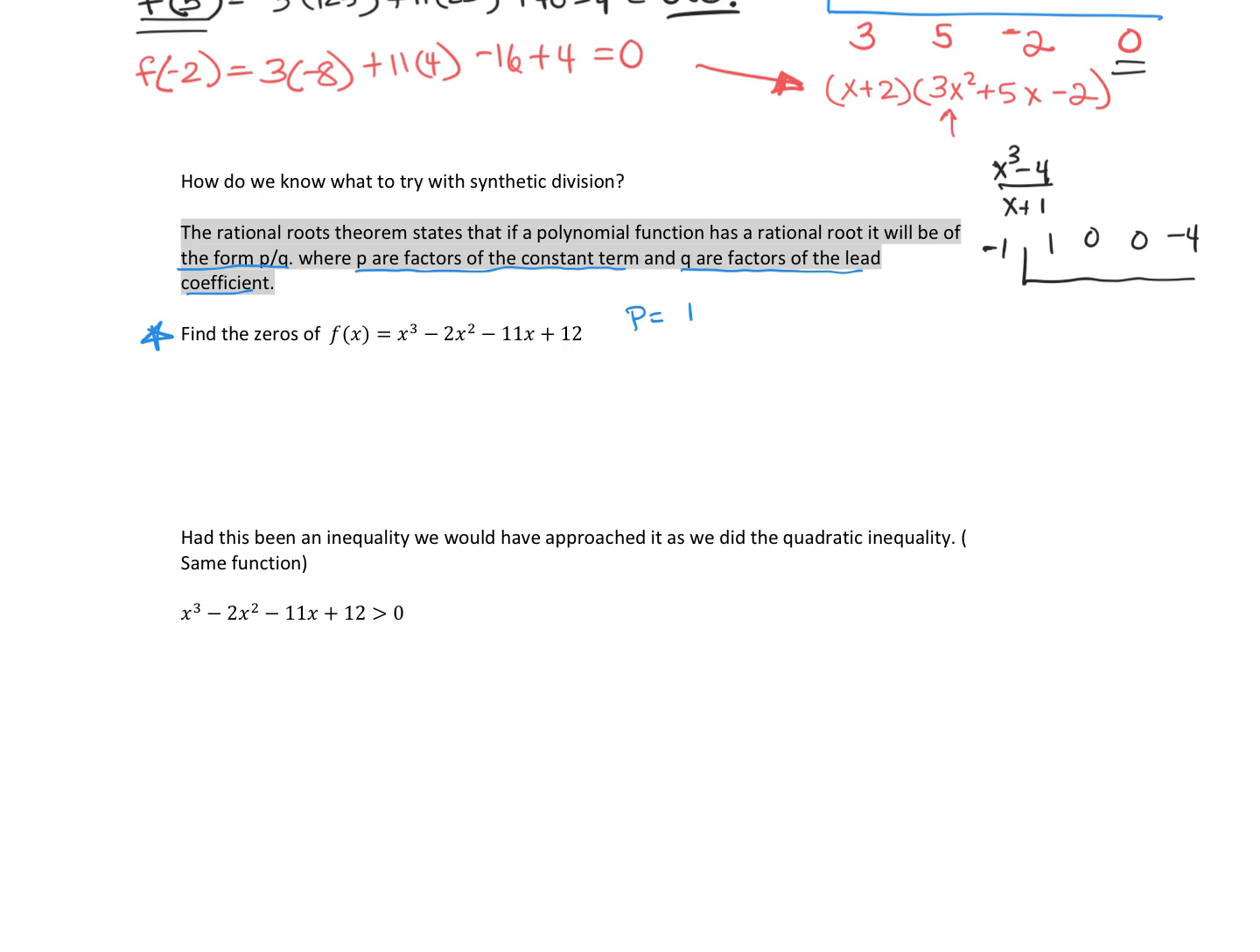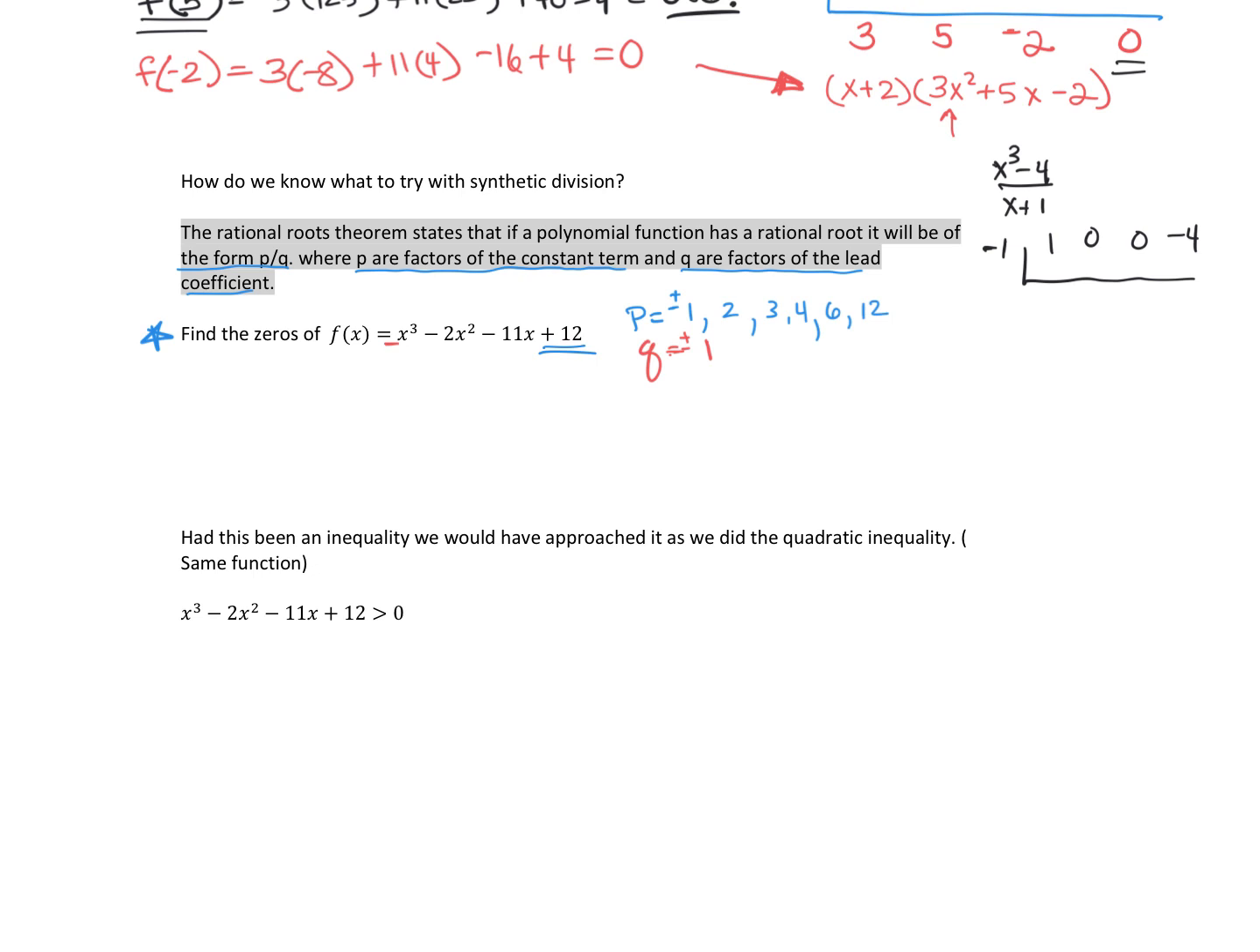So we could have 1 and 12, 2 and 6, 3 and 4. And our q values would be factors of our lead coefficient, which in this case is just 1. I should note that that's positive and negative, all of these, because you could have +1 times +12 or -1 times -12, and the result would give you that 12.